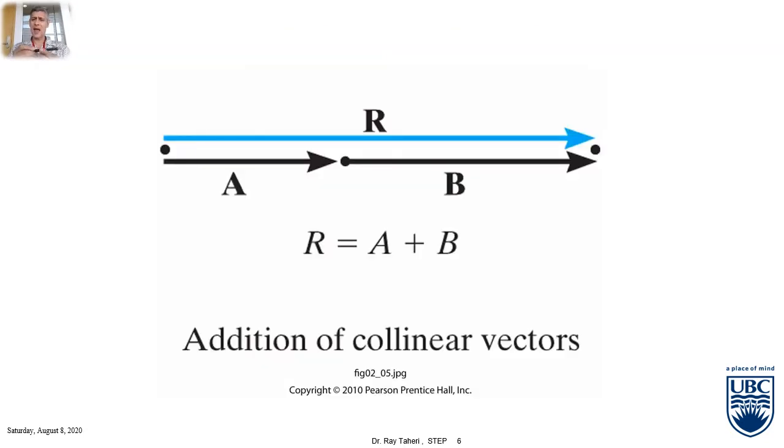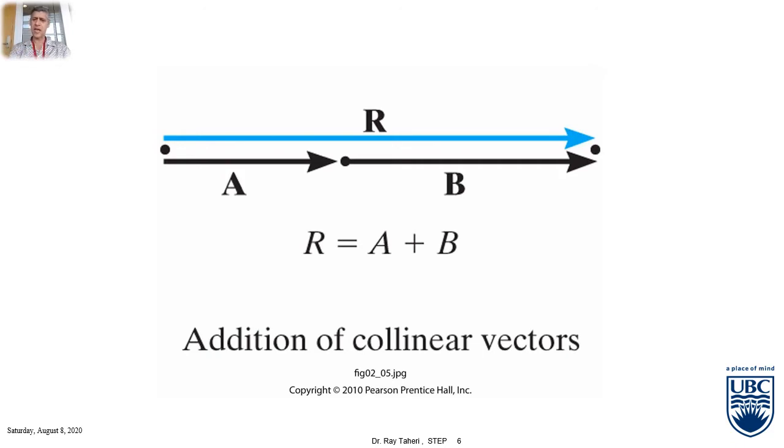When you have two collinear vectors, it means they are aligned on the same line. So their positions are on the same alignment. Adding them is very simple. You consider them almost as scalars. You add the magnitude of them.